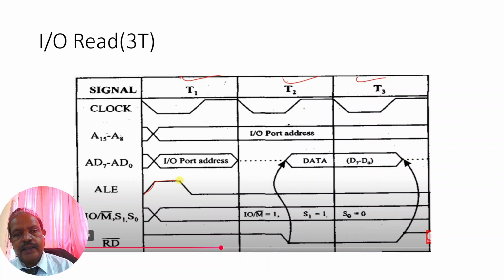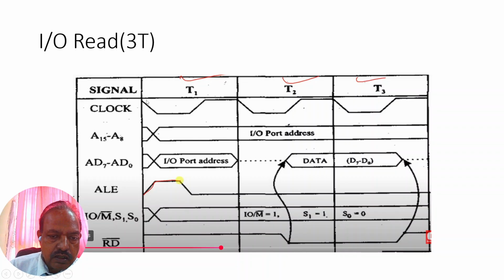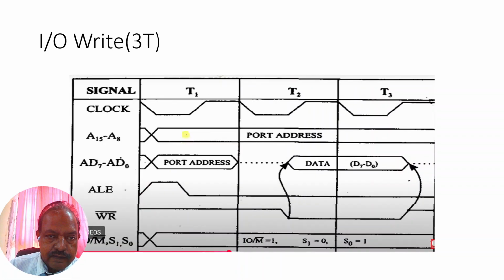Then we are going for the IO read. This also takes 3 time states. So T1 to T3, the clock and A8 to A15 are the same. Then AD0 to AD7 is also the same. ALE is the same here also. Here only, because it is a read operation, an IO read operation, when RD bar is equal to 0, that means at this state it will be pointing to the data. It will be reading the IO read, right?